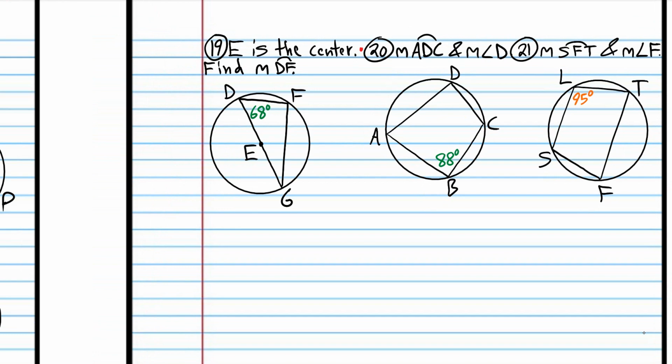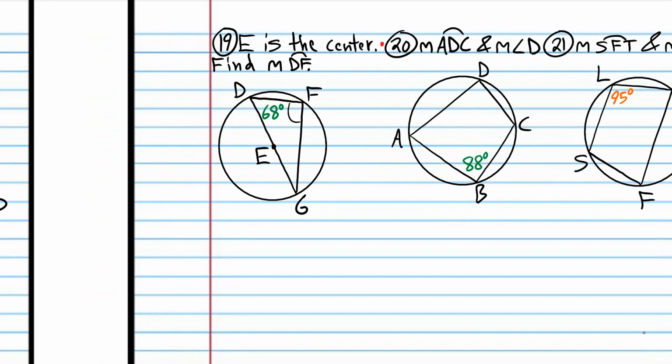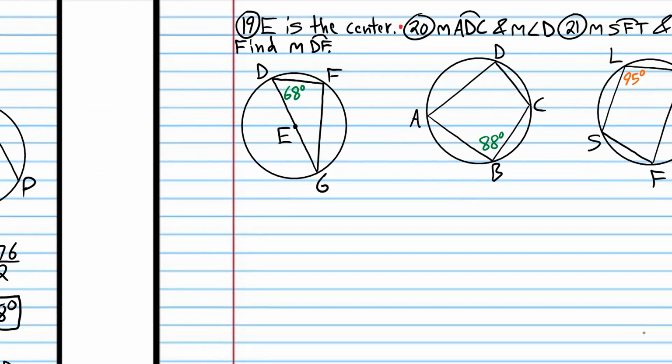All right, we're back. So again, this angle must be 90 for all the same reasons we talked about. So we can find the measure of angle G by subtracting 90 from 180 and also 68 from 180. And that would give us 22 degrees. So the measure of angle G is 22 degrees.